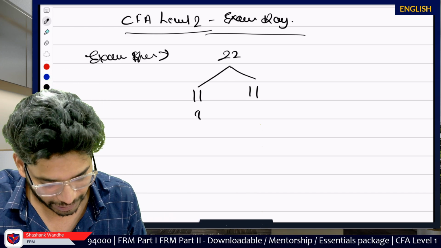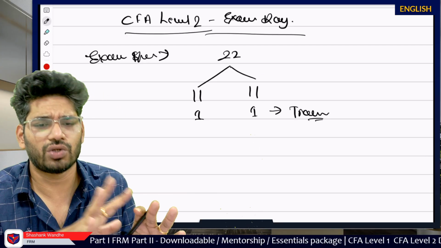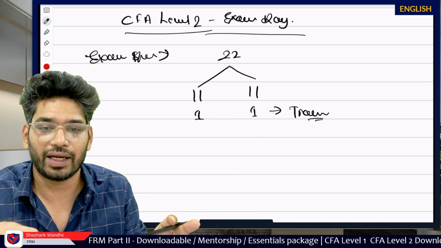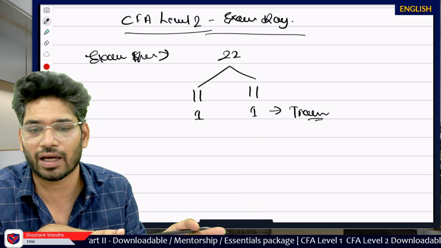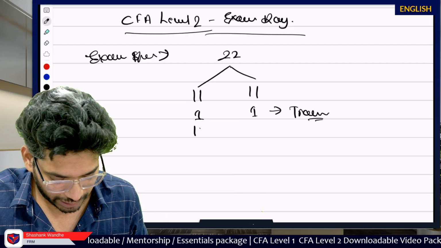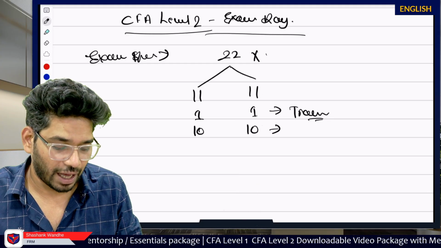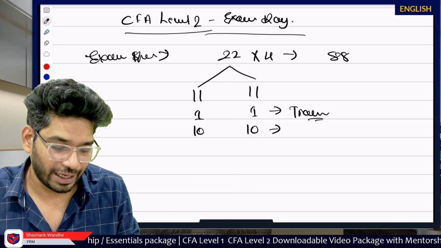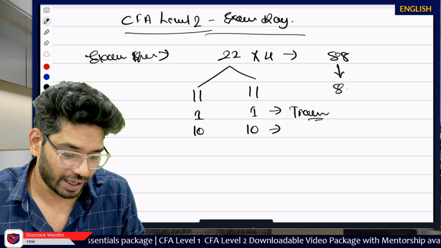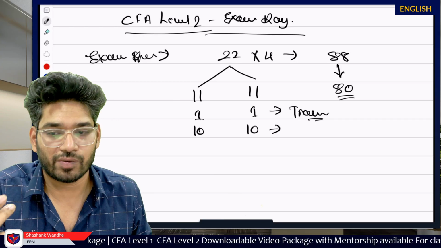Here you will have one trailing case study, assuming the institute asked for 2 trailing case studies. So I'm simply saying one trailing case study in each session, and 10 case studies will be evaluated. Every case study will have 4 questions, so you get a total of 88 questions in the examination. This means you will be evaluated only on 80 questions.